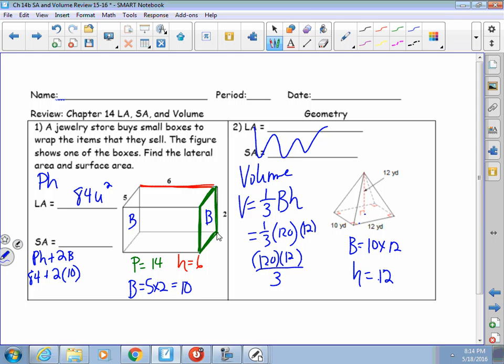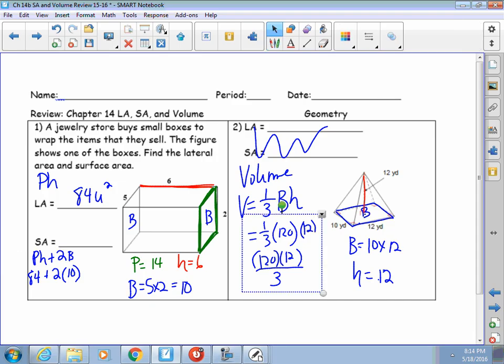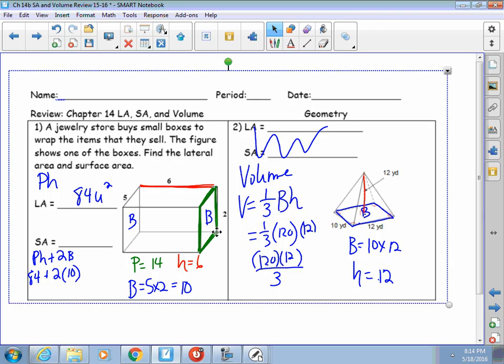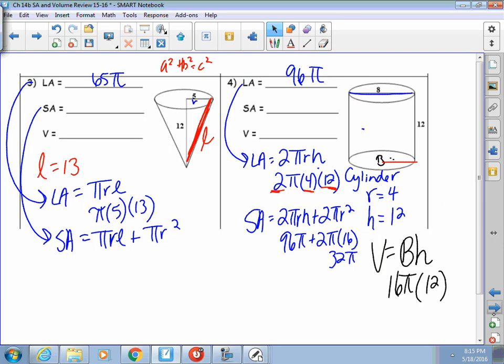Then here I asked you to change it to volume of the pyramid, which is 1/3 base times height. Again, make sure you recognize your base. Our base is this rectangle, a 10 by 12. So that's why we did 10 times 12. And the height is from the center of the base, perpendicular, and up to the vertex, the top of the pyramid. And that was 12. So we just plugged it in. We also talked about writing it as 1/3 times 120 times 12, or I can say 120 times 12 then divided by 3. So you have that as well.